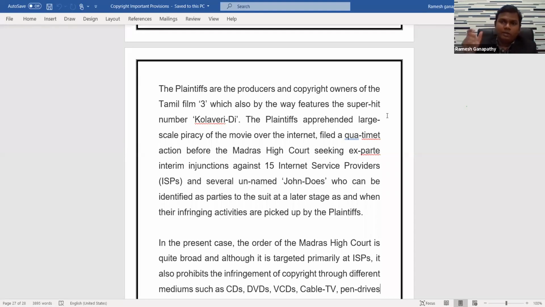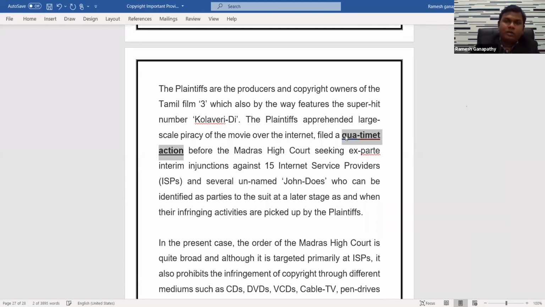This is again another interesting topic. This word is very important. Quiet time action. What is this quiet time action? We all know that you can file a suit only when there is a cause of action. When something happened and it creates a cause of action for the plaintiff to sue. But this quiet time action is very unique and peculiar.